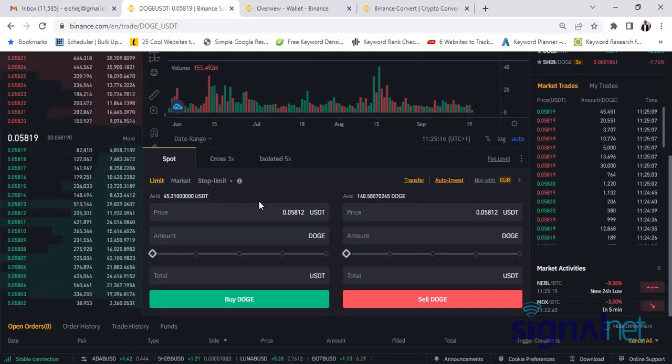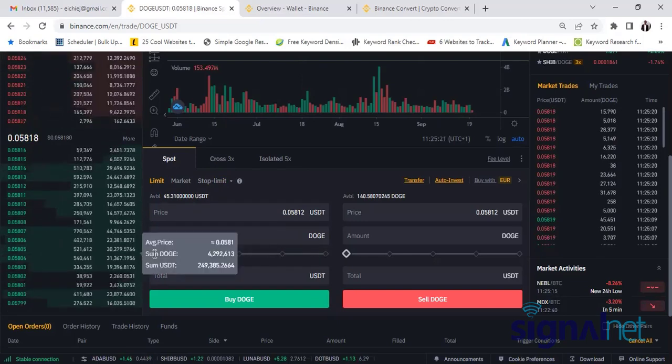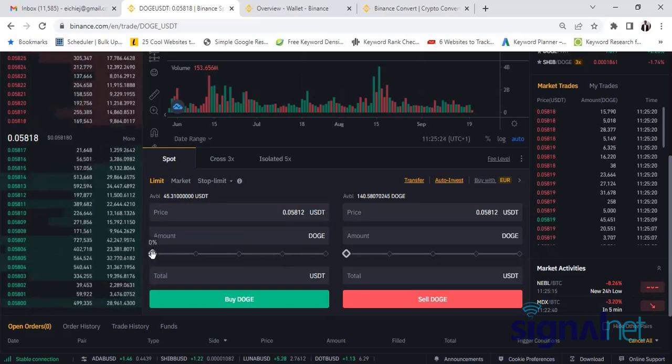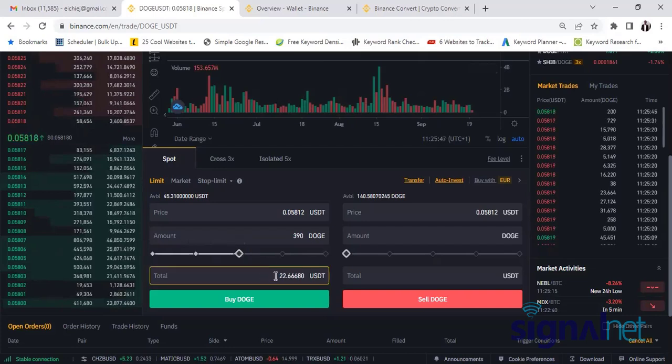Based on my balance, I can use this buy option to select a percentage of the quantity that I want to buy. If I put 25%, it will just show me the quantity. That's about $11 based on my balance. If I put 50%, it shows me about half of it. I can use this option, or I can just manually type how much of my balance I want to use to buy the cryptocurrency.